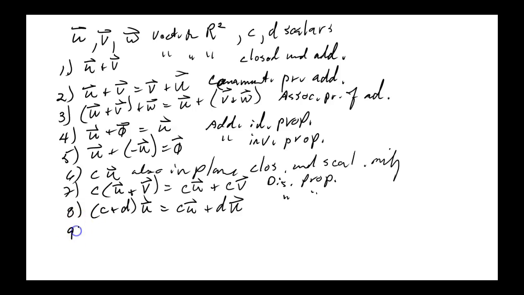All right. The next one is a form of the associative property of multiplication, but we've got some problems with that. So we're limited to just a few. Here's the one. C times DU is the same as CD times U. And they put the CD in parentheses. That is an associative property.